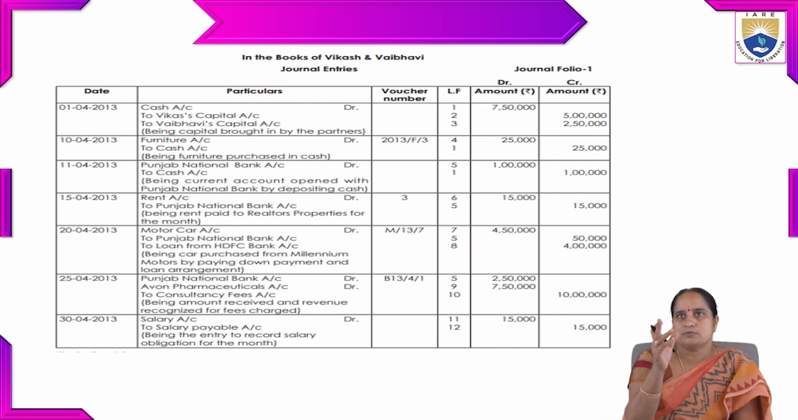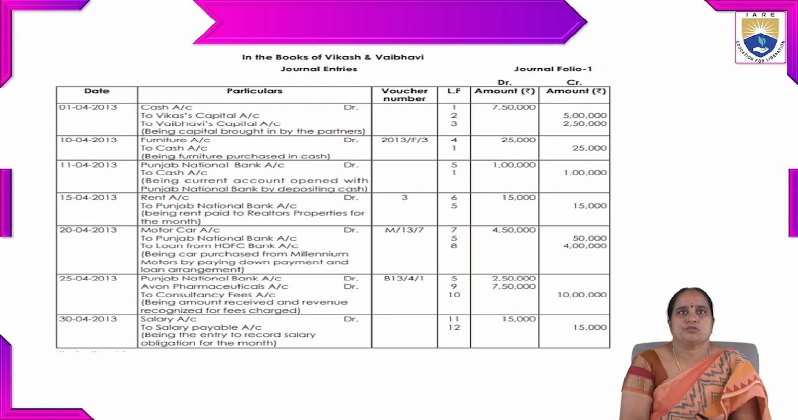So 25,000 and 25,000. Whereas coming to 11th April, Punjab National Bank account to cash account, being current account opened with Punjab National Bank by depositing cash. So how much cash they have deposited? 1 lakh. So 1 lakh debited to PNB and credited the same cash to the business account in the form of cash.